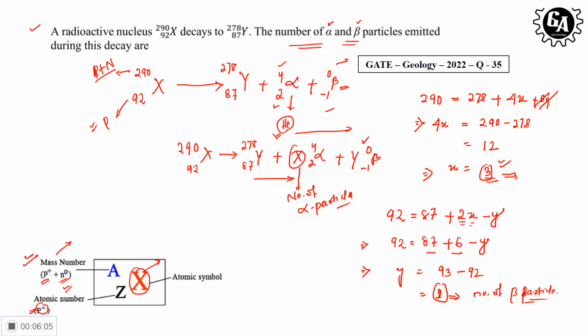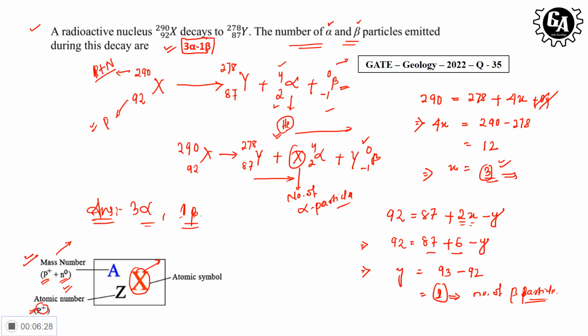So what is our answer? Our answer is 3 alpha particles and 1 beta particle. So just see, yes, 3 alpha particles and 1 beta particle. This is your answer.